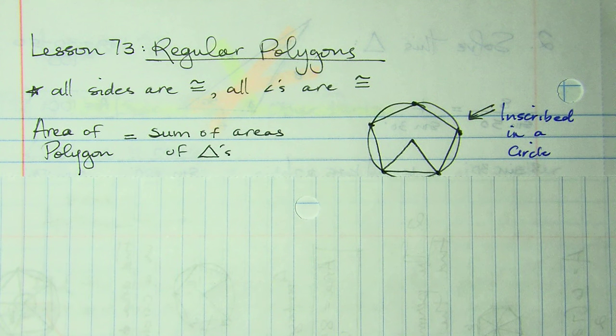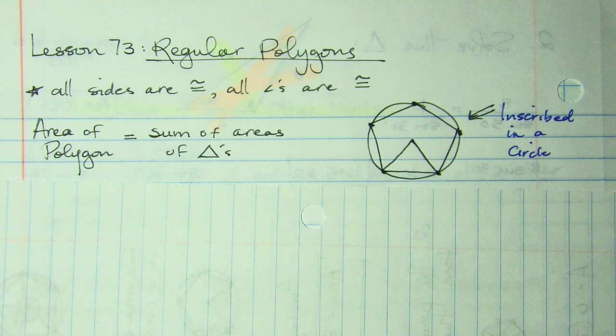The review for area of a polygon is the sum of the areas of your triangles. So it's the area of a triangle times however many triangles there are. So I wanted to go over an example. I've drawn a pentagon that's inscribed in a circle. So when they use that vocabulary, picture the polygon inside the circle.